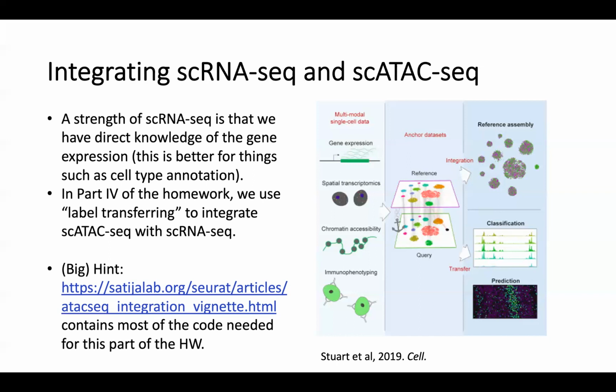And so one of the questions is, can we use the RNA-seq to help annotate our single cell ATAC-seq data if we collected the cells from the same sample? In part four of the homework, you're going to use this idea called label transferring to integrate the single cell ATAC-seq with the single cell RNA-seq. You can ignore immunophenotyping and spatial transcriptomics in this figure, and just look at gene expression and chromatin accessibility.